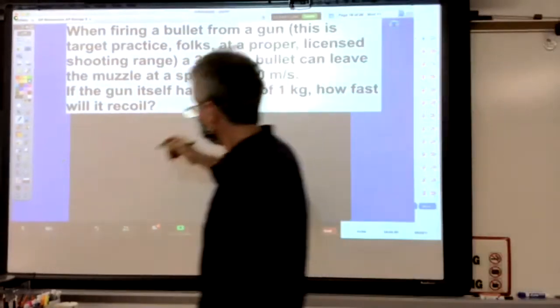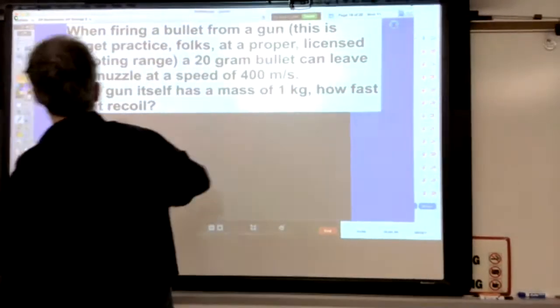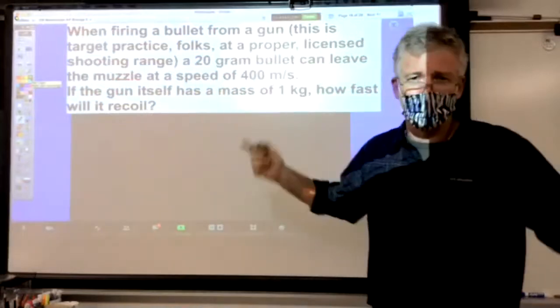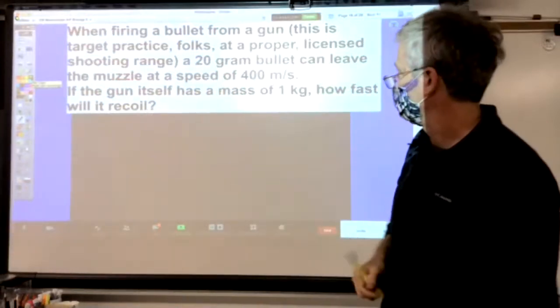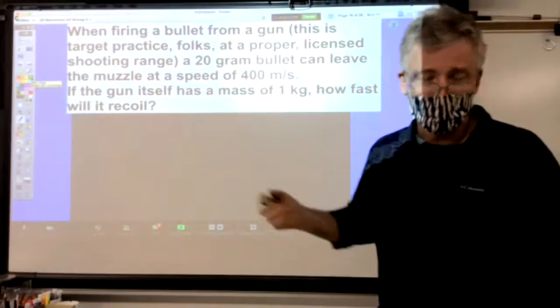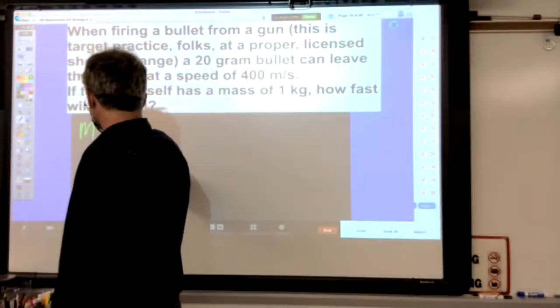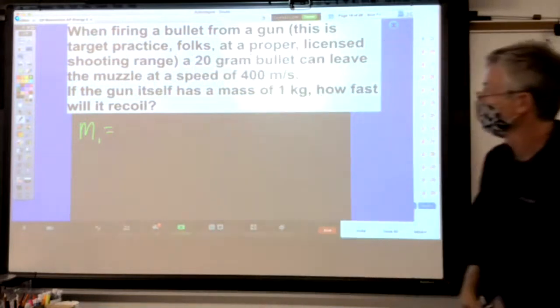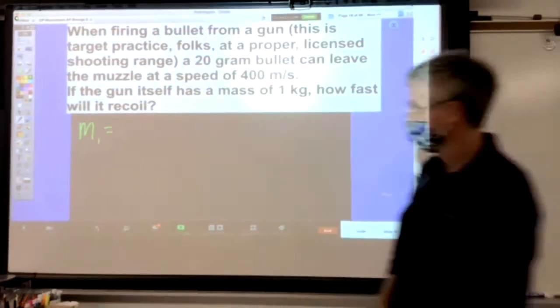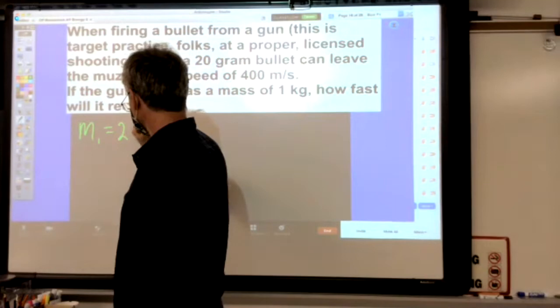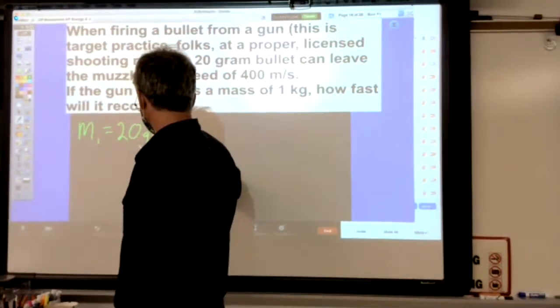For example, we've got two objects. The first object can be object number 1. What's mentioned first, the bullet or the gun? Bullet. The bullet's mentioned first. So ta-da, bullet is object number 1. So we want to write down mass of object 1. And what is the mass of object 1? So you write mass equal 20 grams.